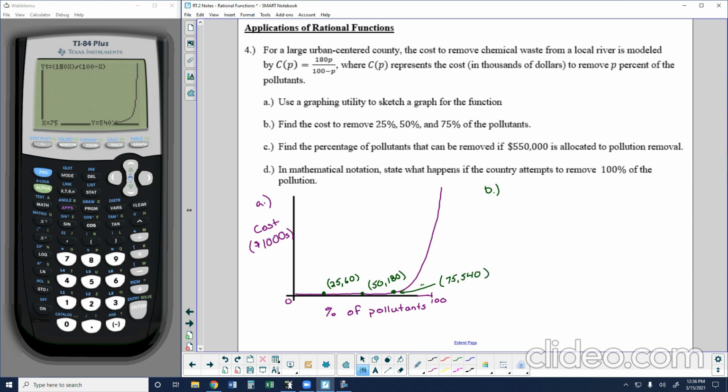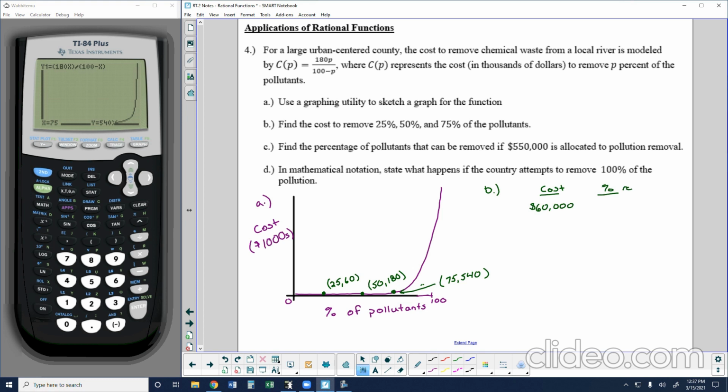Now, the question said to find the cost to remove 25%, 50%, and 75% of the pollutants. So we want to take our points and put those back into some kind of answer. We could do a quick sentence here. We could also do a table representation. So remember, cost is in thousands of dollars. So this would be $60,000 to remove.